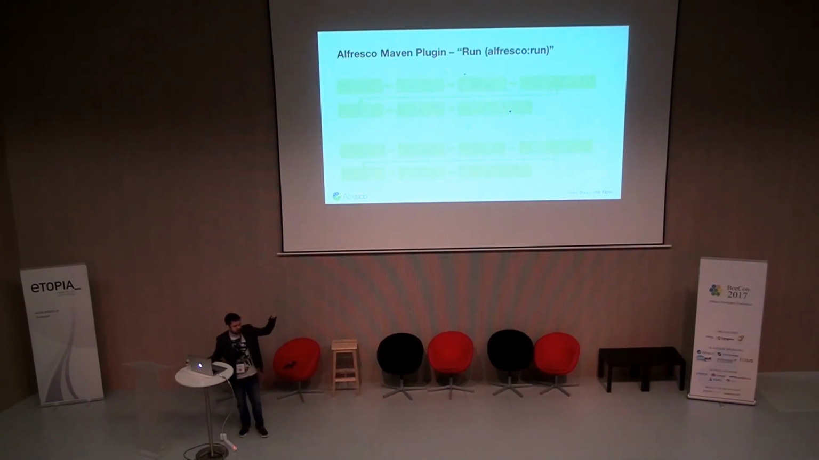I don't expect you to get all of this, but if you ever want a reference on what it's actually doing, then this is a good reference for it. And you'll see a lot of this in the log when you start it up. When you do Maven install alfresco run, it has a lot of debug output, and we've kept it in there on purpose.